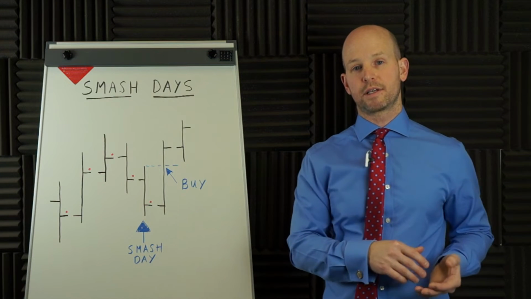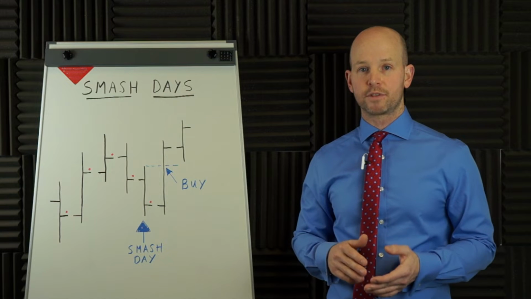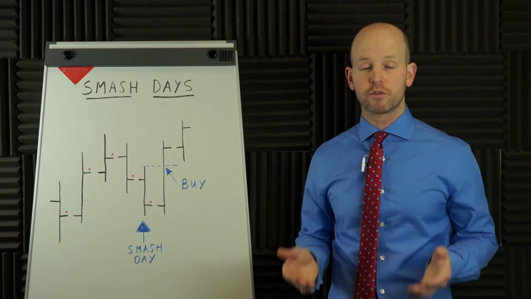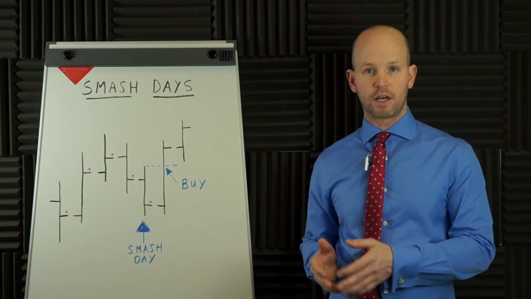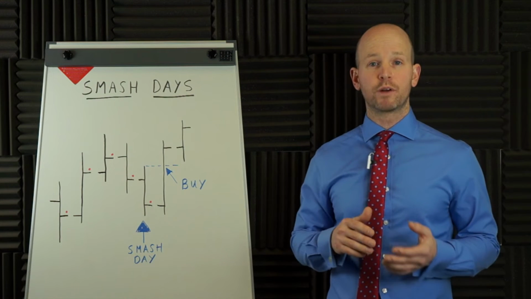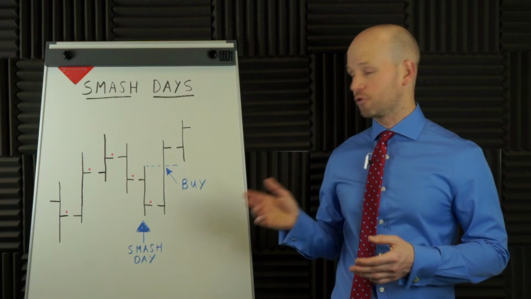Then we're going to look at an even more simple exit, and it's just going to be a simple X bar exit. So we might say exit after 5 bars in the trade, regardless of whether we're in profit or not, or exit after 10 bars, etc. And that will really give us an idea of how powerful the entry signal is.